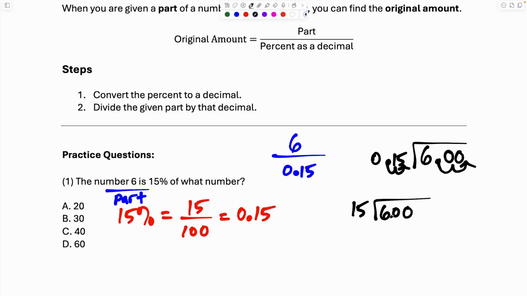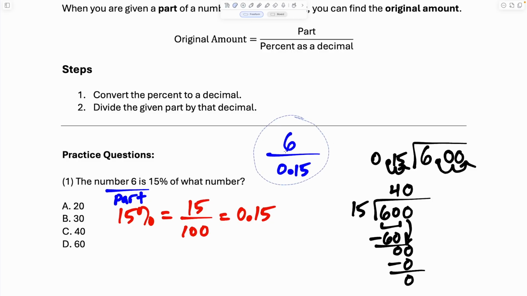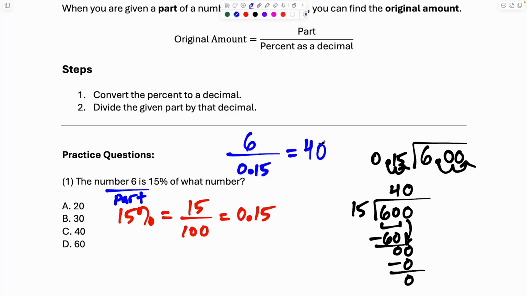So let's just work this out. 60 divided by 15 is 4. 4 times 15 is 60. We subtract, we get 0. We bring down the next 0, and 0 divided by 15 is 0. 0 times 15 is 0. We subtract, and we get an even division here, so no remainder. This tells us that 6 divided by 0.15 works out to 40. So our answer is going to match up with choice C.